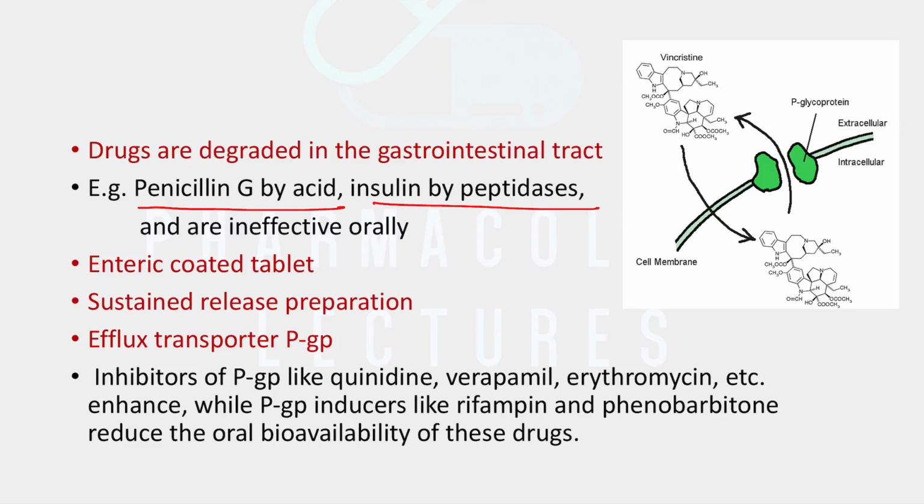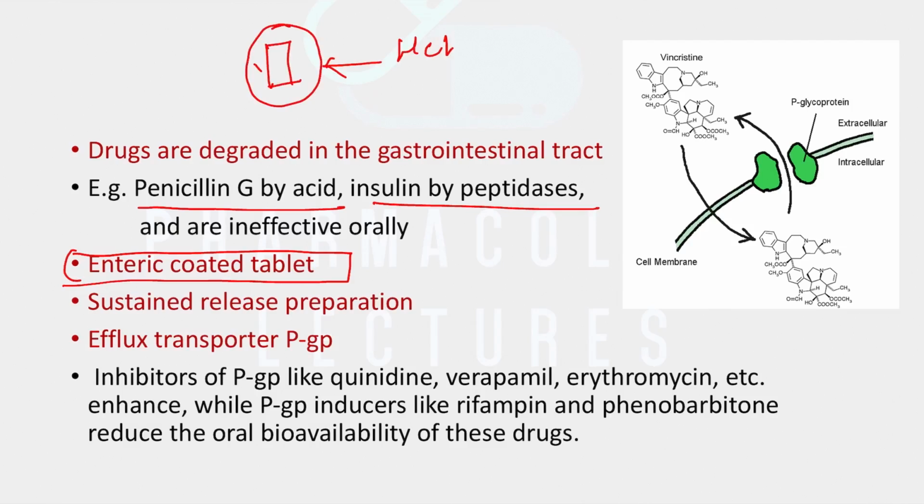To prevent the destruction of these drugs by acid, we make enteric coated tablets. That means we are coating a drug with a membrane which is resistant to HCl. So HCl cannot destroy the drug, and that is why we coat the drug with a membrane. These are called enteric coated tablets, so they can withstand the acidity of the stomach.